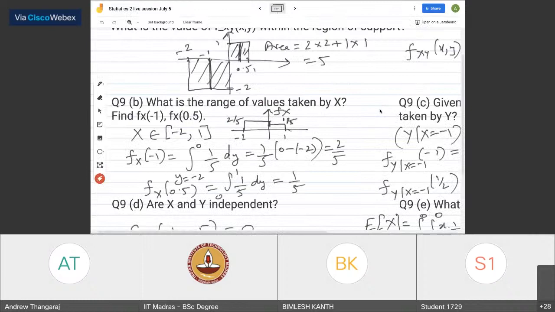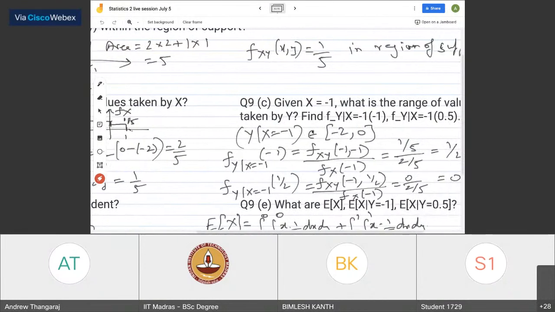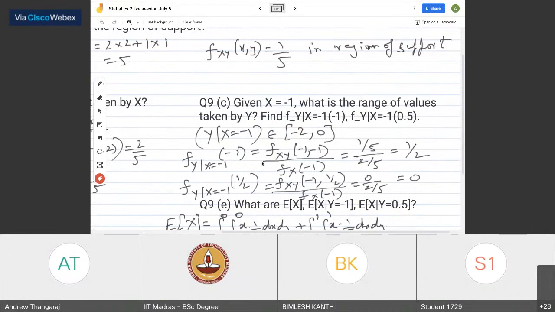So one needs to be slightly careful here. Watch out. I think most people got the first part right. The range of values of Y when X is -1, it's between -2 and 0. Okay, that is correct. But when you find the conditional probability, the conditional density, right? F of Y given X equals -1 at -1 is F of X,Y at (-1, -1), the joint PDF, divided by the marginal of X evaluated at -1. Be very careful about it. The joint PDF is actually 1 by 5, but the marginal is 2 by 5.